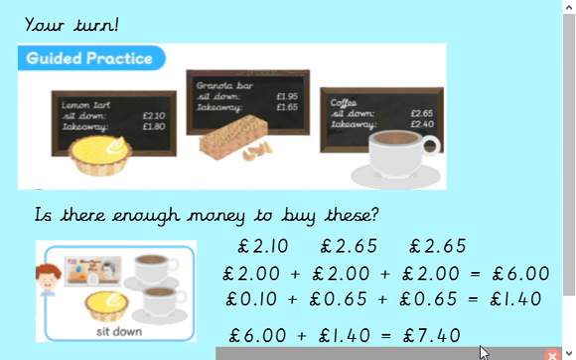So the question at the beginning, was there enough money? Yes, there was. He would need some change, which if he was counting back from £10 would be £2.60, but he definitely has enough money to buy them.